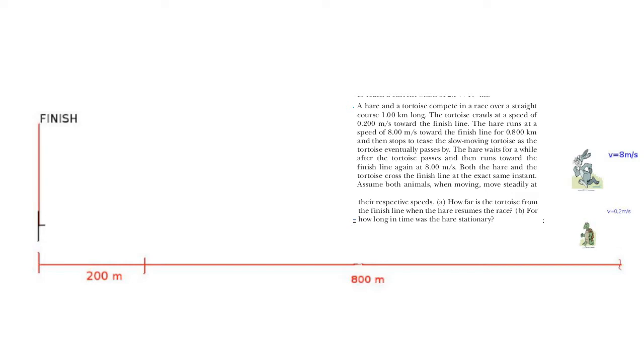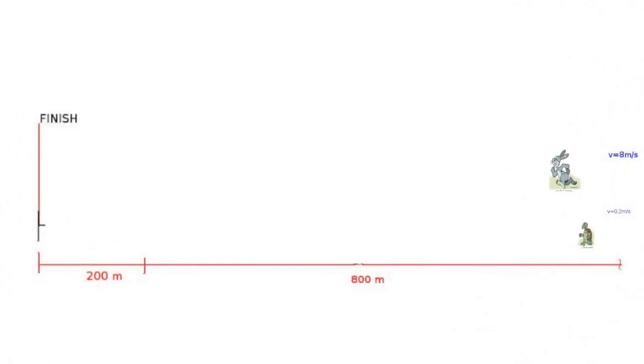This is the problem with the hare and the tortoise. Who's fastest? A hare and a tortoise compete in a race over a straight course 1.00 kilometers long. The tortoise crawls at a speed of 0.200 meters per second toward the finish line. The hare runs at a speed of 8.00 meters per second toward the finish line.